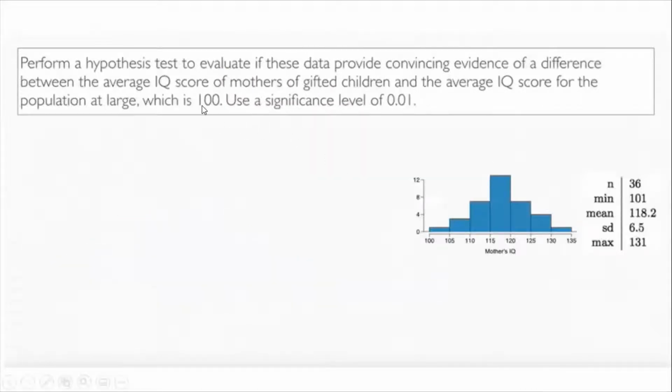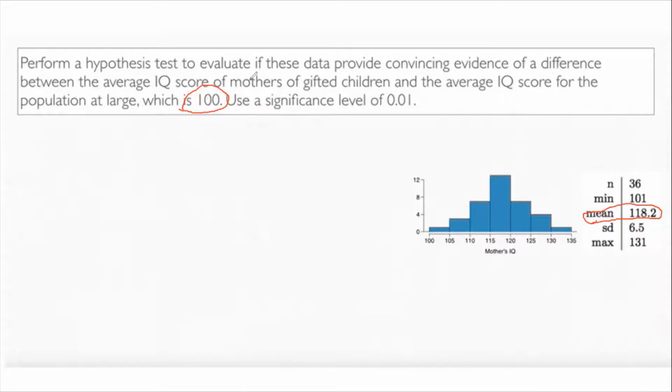Then let's look at the question. What do they want? They want us to perform a hypothesis test to evaluate if these data provide convincing evidence of a difference between the average IQ score of mothers of gifted children and the average IQ score for the population at large, which is 100. So you see, we have a mean from our sample, and they say that the mean IQ score for the population is 100, which is a population mean.